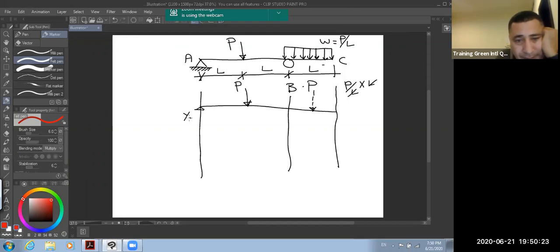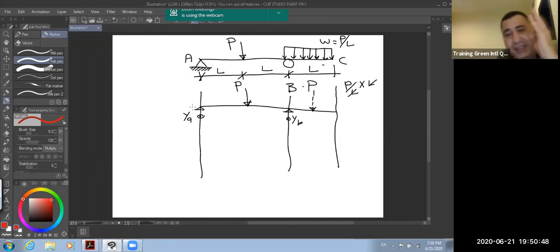Here is YA and here is YB, and here this is your free body diagram. Then you calculate YA and YB. We calculate YB by what?